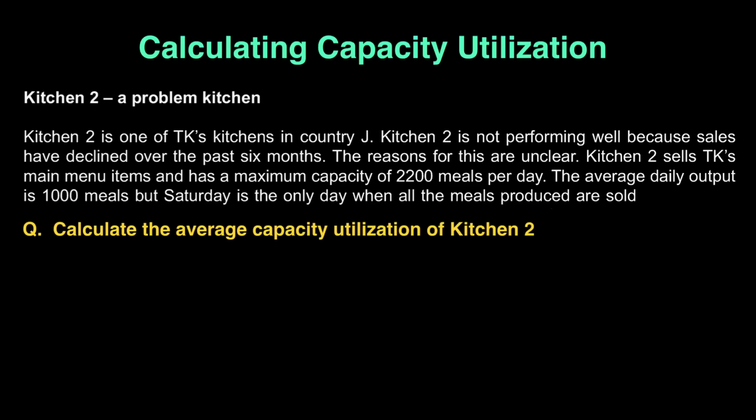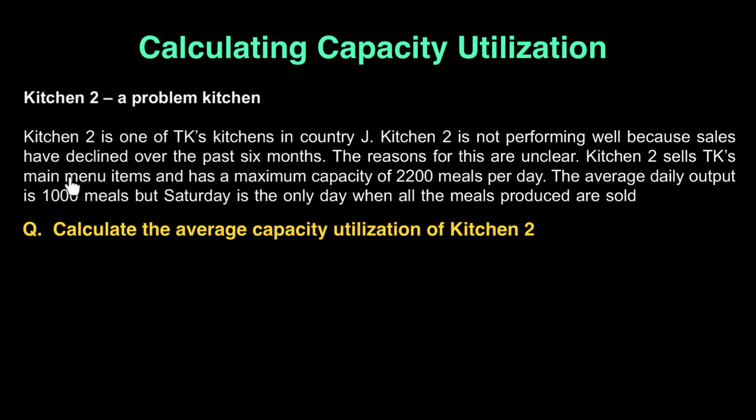Now, here in this question, we're given an example of a business called TK, and TK is a restaurant, and they're facing a problem with one of their kitchens, which is kitchen 2. So kitchen 2 is one of TK's kitchens in country J. K2 is not performing well because sales have declined over the past 6 months. So we have a little bit of background here. The reasons for this are unclear.